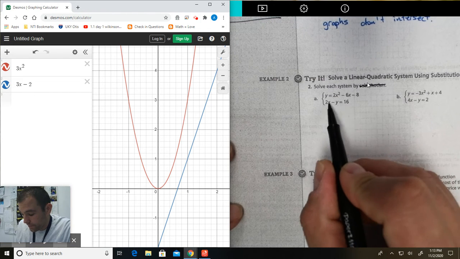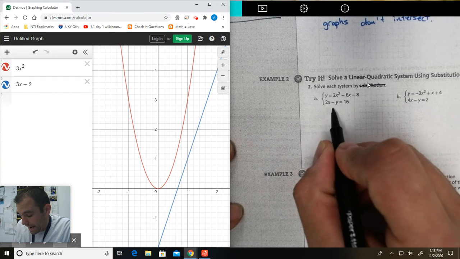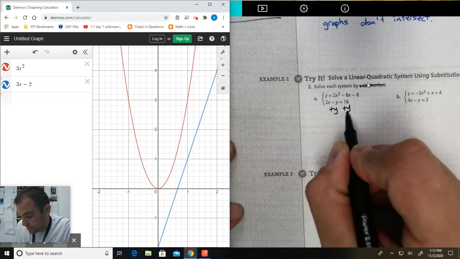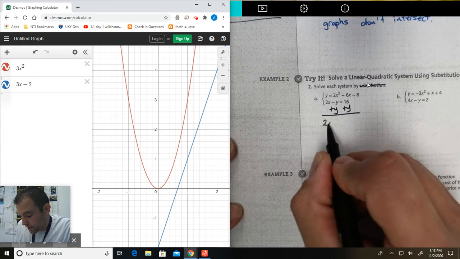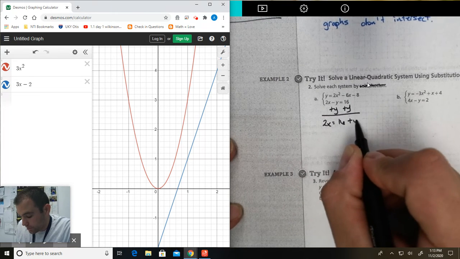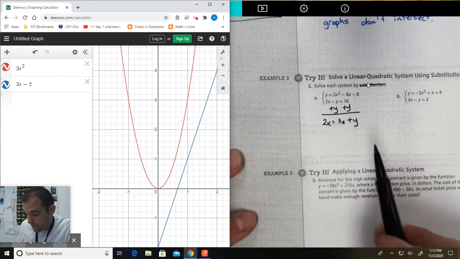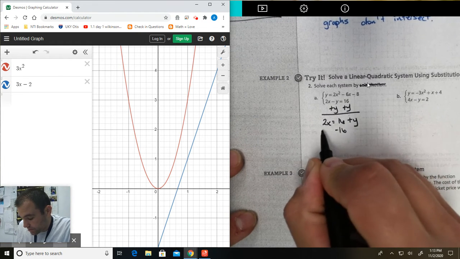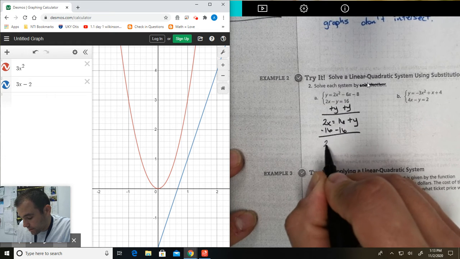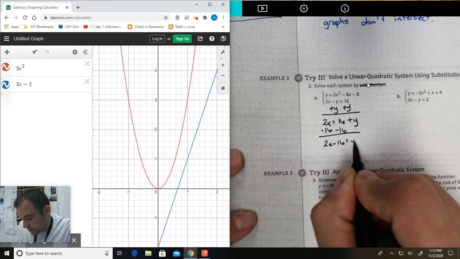So on this second one, let's say that I added the y to both sides. That would give me 2x equals 16 plus y, right? So now I've got the y almost by itself, but now I want to get rid of that 16, so I would subtract 16. So 2x minus 16 equals y.